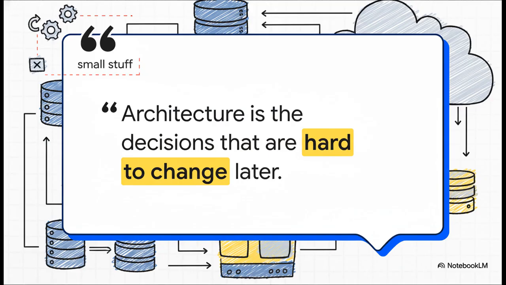Architecture isn't about the small stuff, like which kind of loop you use. No, it's about the big, foundational decisions, like your database choice or the entire system structure that are incredibly difficult and super expensive to change once the project is built.